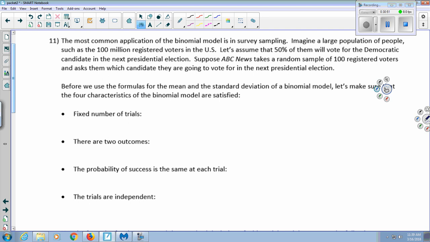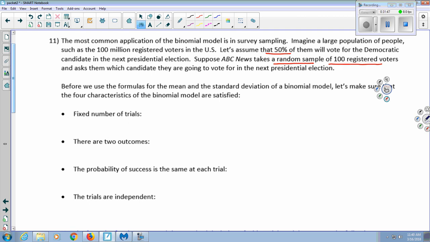So the most common application of the binomial model is in survey sampling. So imagine you have a large population of people, such as 100 million registered voters. Let's assume 50% of them will vote Democratic candidate in the next presidential election. Suppose ABC News takes a random sample. Okay, that's probably going to be a word we're going to care about. They're taking a random sample of 100 voters and asking them which candidate they're going to vote for. So we've got 50% will vote Democratic.